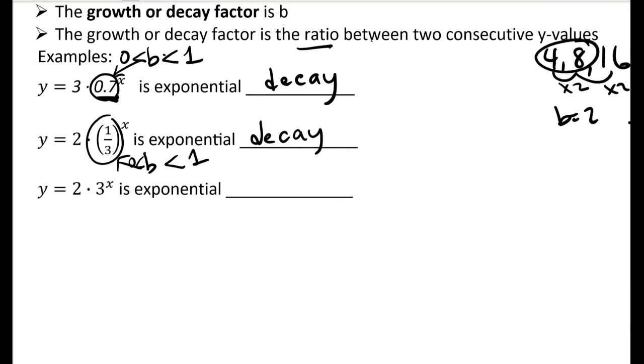Lastly, y equals 2 times 3 to the x. So this is my b. And now here my b is clearly going to be greater than 1. So this is going to be exponential growth. So just look at the b. If the b is between 0 and 1, then it's decay. If the b is greater than 1, it's considered growth.